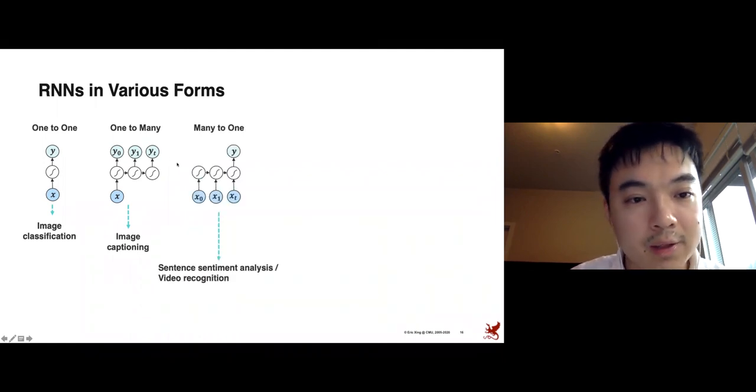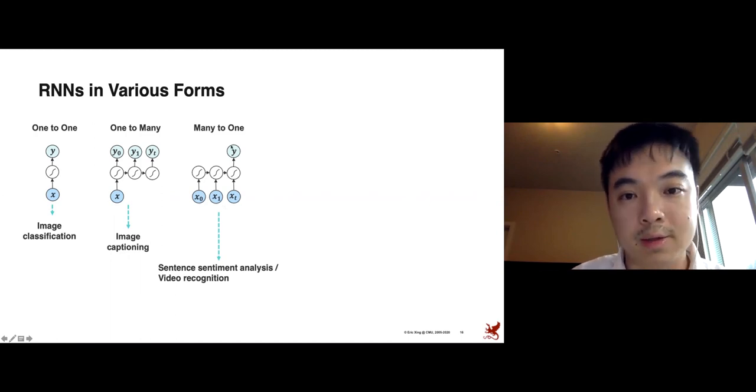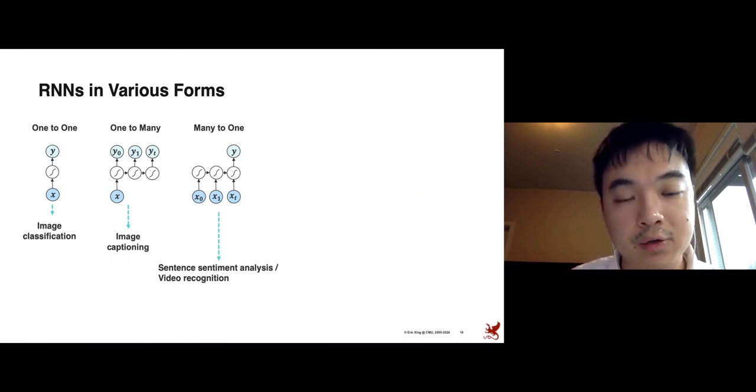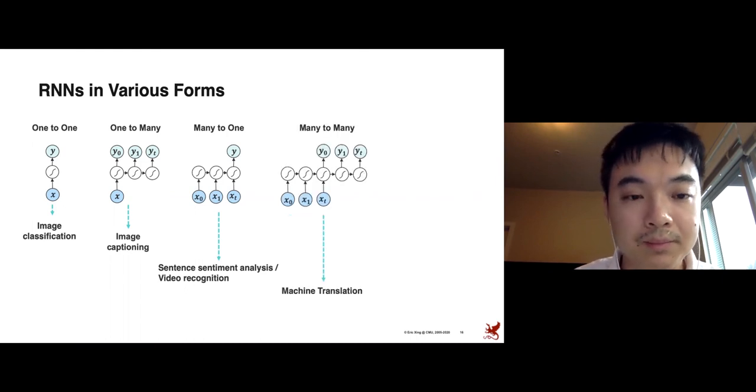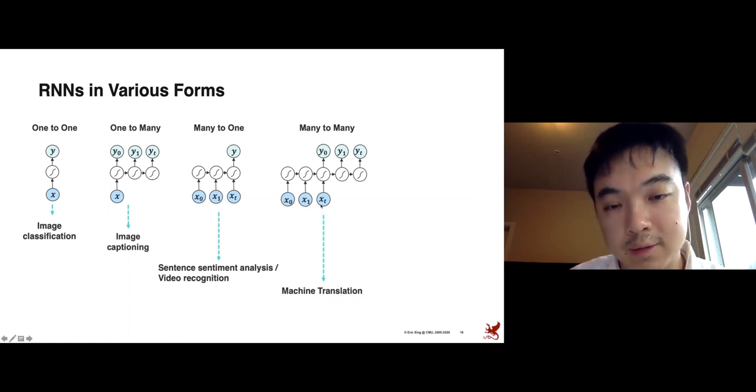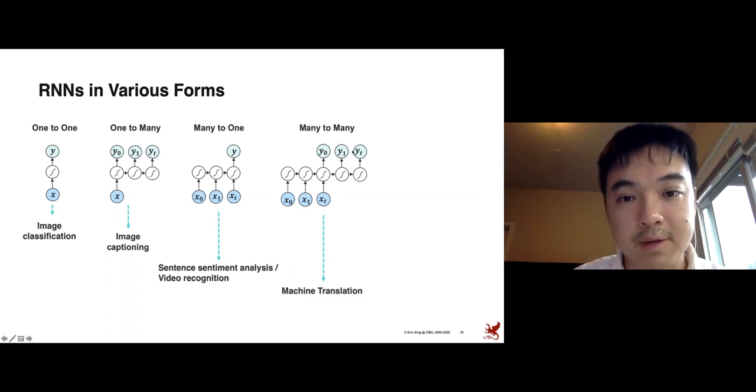So given the input image, the output is the tokens in the caption. So it's a one-to-many mapping. And similarly, we can do many-to-one mapping, like in sentence sentiment classification or video recognition, where the input is a sequence of tokens or a sequence of frames. Output is a single label, like the sentiment, positive or negative, of the sentence, or the action label within this video. Even further, we can do many-to-many mapping, like in machine translation, where inputs can be a sentence in German and the outputs might be a sentence in English. We call this kind of task sequence to sequence. We map from one sequence to another sequence.